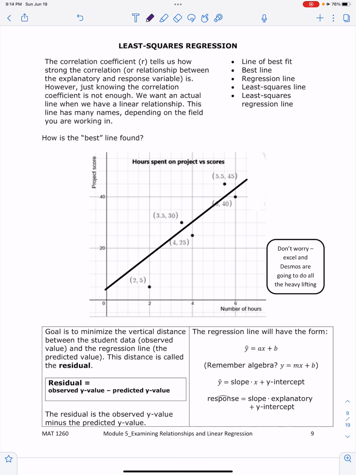This has multiple names, and as I go through, I will use different names. This is the least squares regression line, the line of best fit, the best line, the best fit line, the regression line. So all kinds of different ways to look at this.